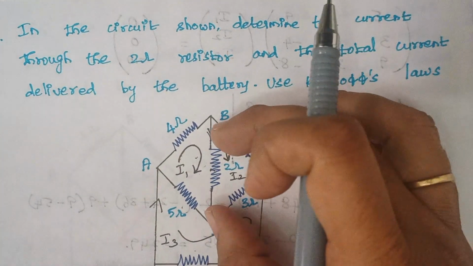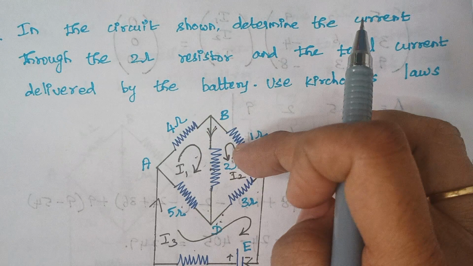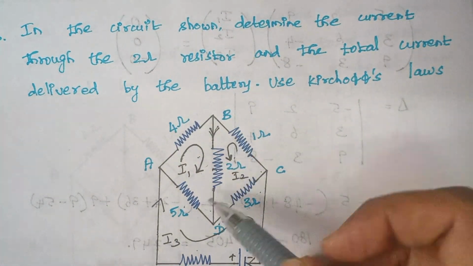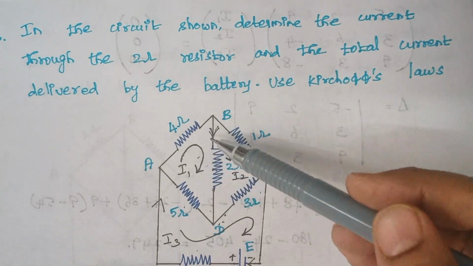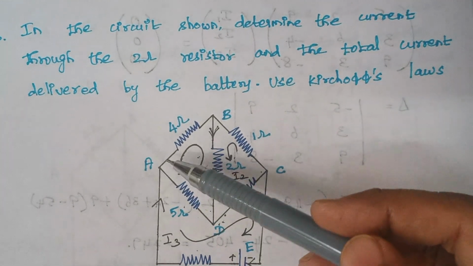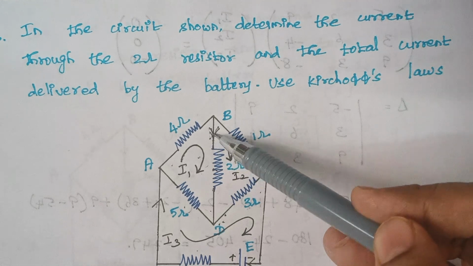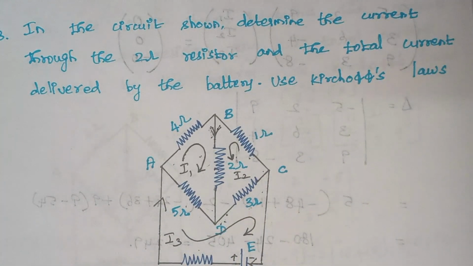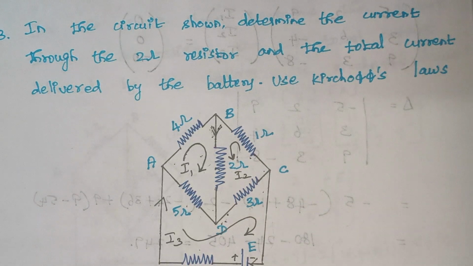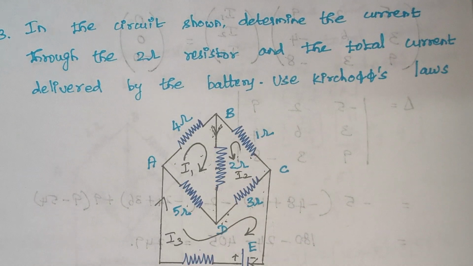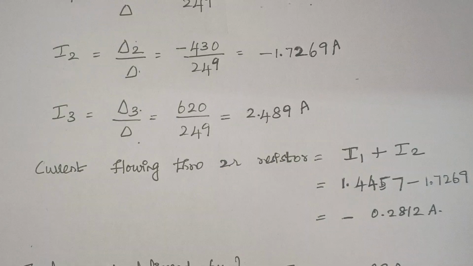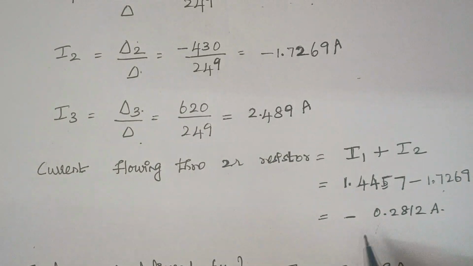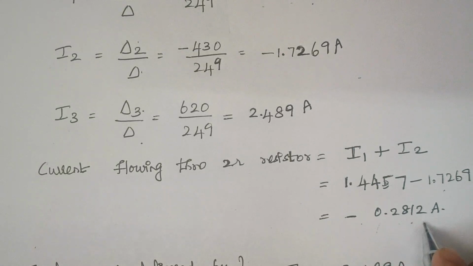This 2 ohm is common for loop 1 and loop 2. Right. Therefore, two currents flow through this 2 ohm resistor. And again, the currents are flowing in the same direction. You see, I1 also flows in this way, and again I2 also flows in the same way. Therefore, the current flowing through this 2 ohm resistor is nothing but I1 plus I2. Right. So this is I1 and this is I2. So here the answer is minus 0.2812 amps.